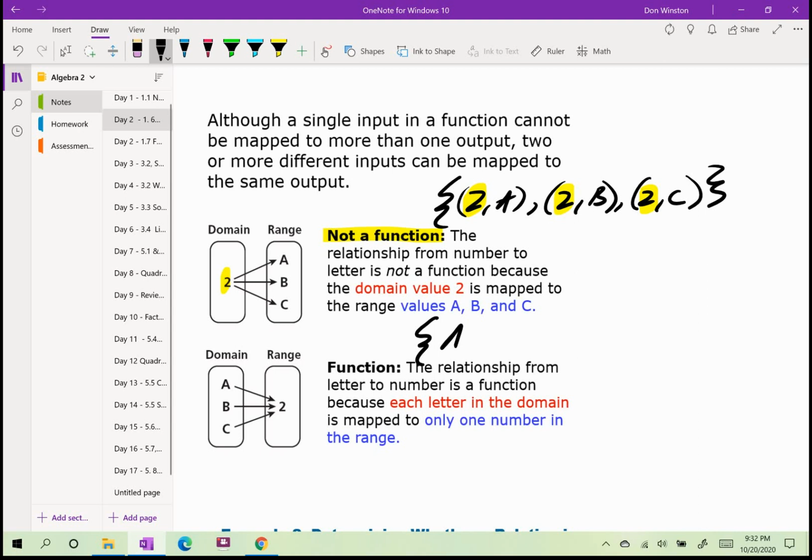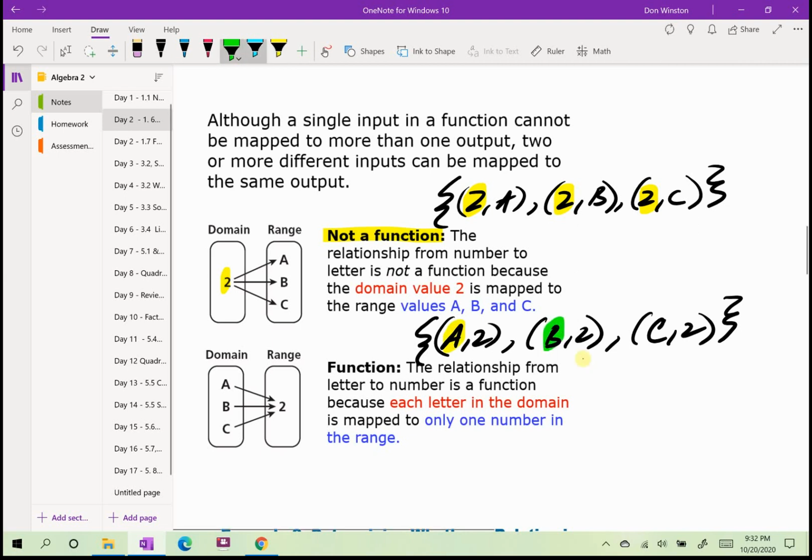So here, A goes to 2 in this example, B goes to 2, and then C goes to 2. So that's okay, because each x only goes to one y. So none of the x's are repeated. They're all different. Okay, so that is a function. That relation is a function.